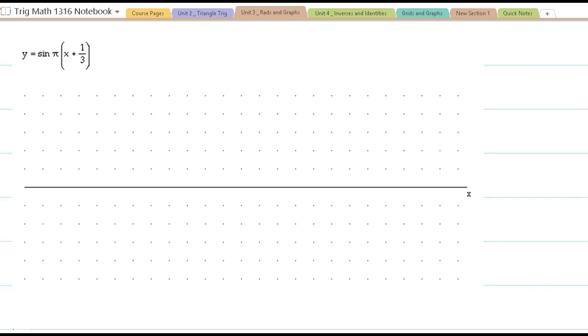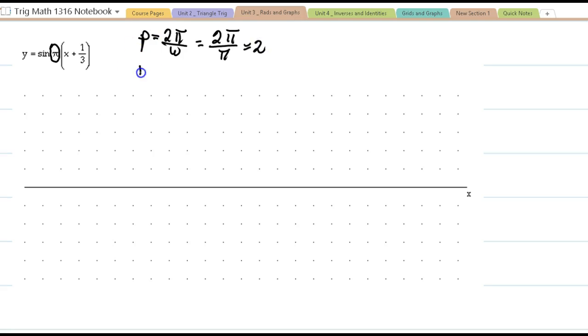This video is going to graph y is equal to sine(pi of x plus 1/3). The very first thing we're going to have to do is go find the period. The period, remember, is 2 pi over omega, your frequency. In our case, it's whatever's in front of the x. So it's going to be 2 pi over pi, which is equal to 2.